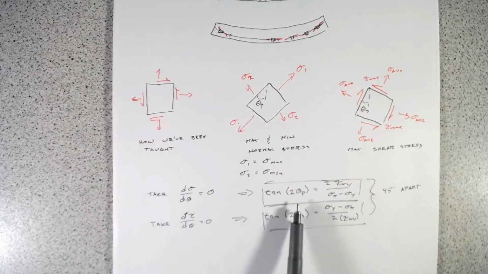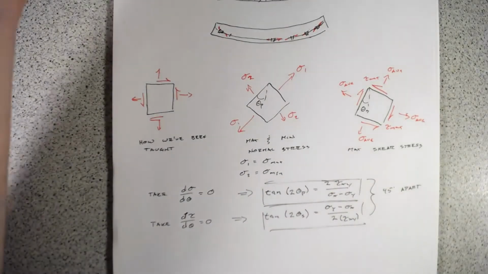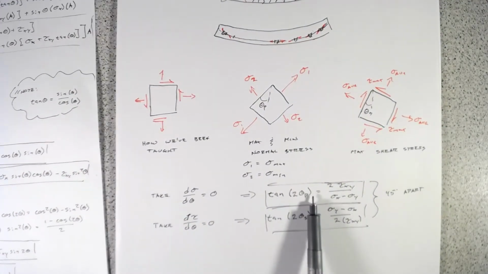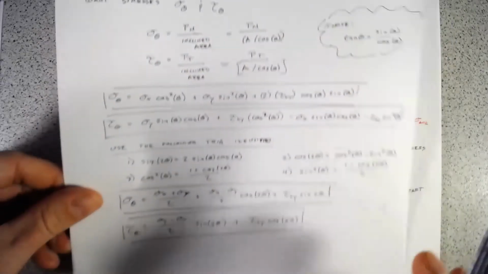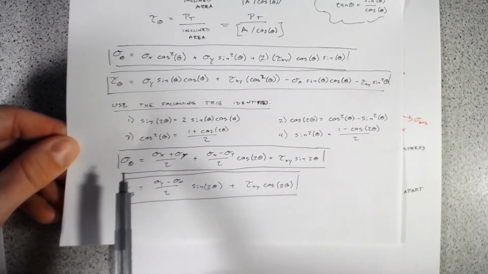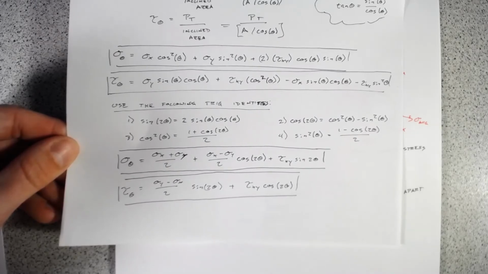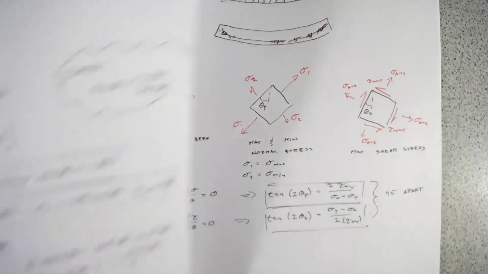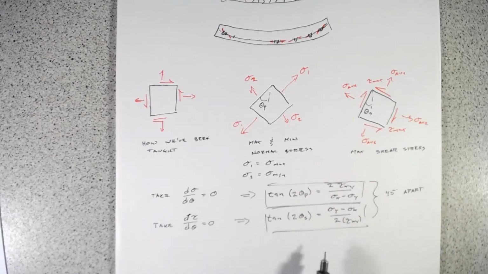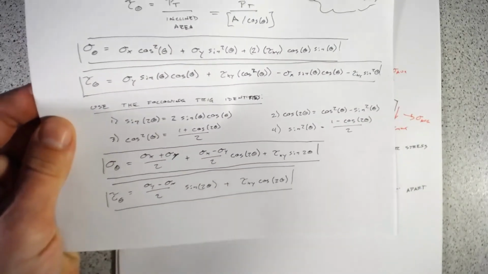So, now that we know the angle that these occur at, we really care about what these values are. All we can do now is solve for our tangent of 2 theta p, and then plug that angle into this equation, and we can find out what our max and min normal stress are. And then we can do the same thing: solve for this angle 2 theta s, and then plug it into our tangent equation.